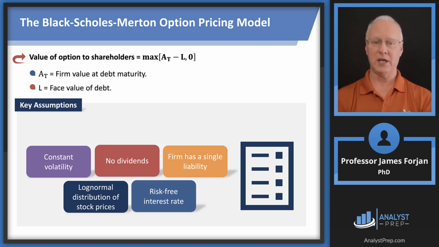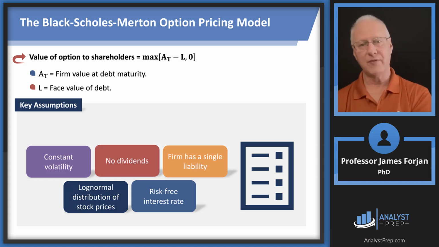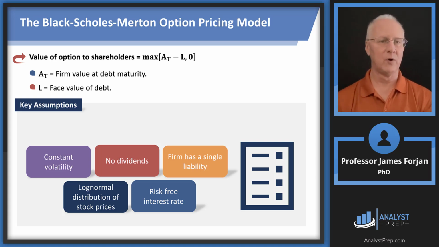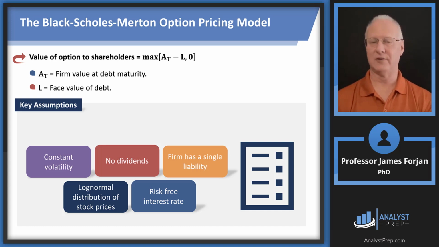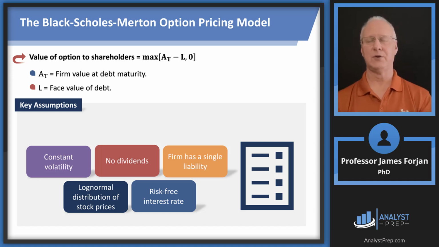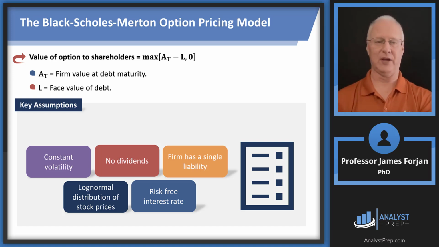So what happens? If that number is positive, say A minus L is positive, what the shareholders are going to do is exercise the option, pay off the bondholders, and take full possession, full ownership of those assets. If that A minus L is negative, then the shareholders default. They decide not to exercise their option. And they say to the bondholders, you can have possession of the assets. You take full ownership of them. You go ahead and sell them for whatever you can.